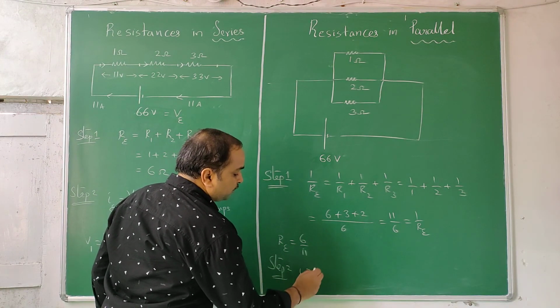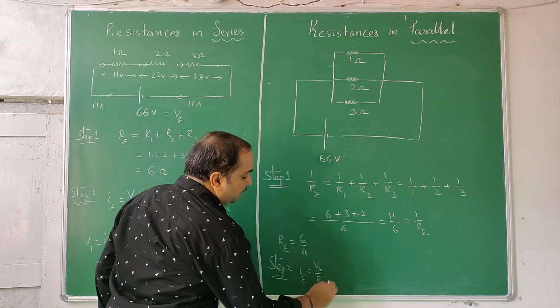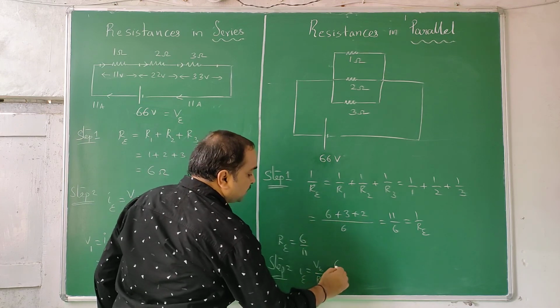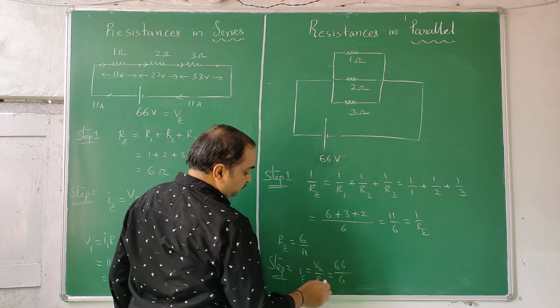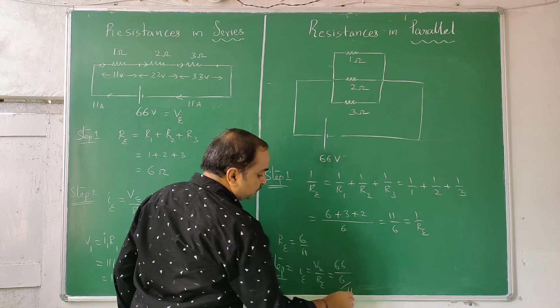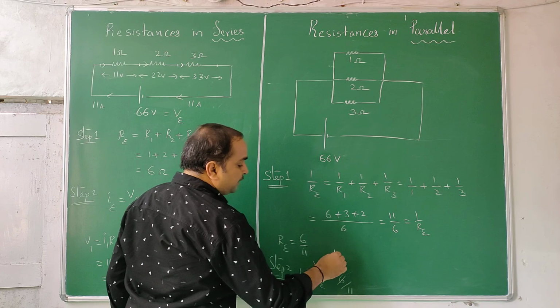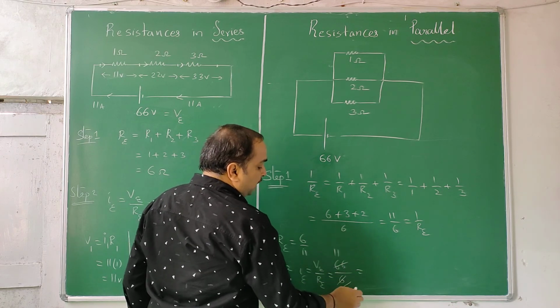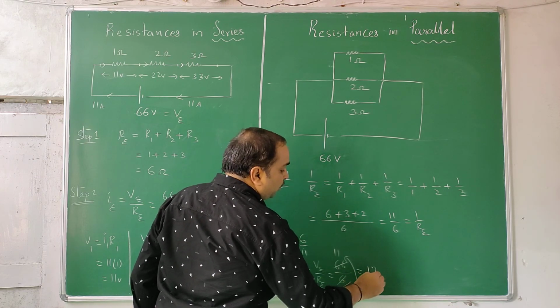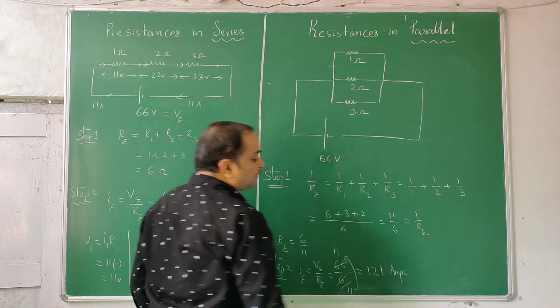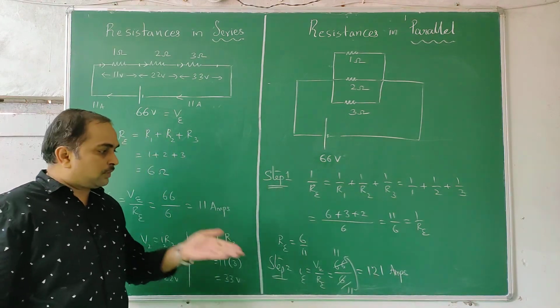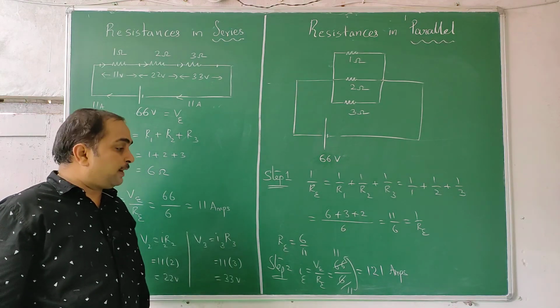I equivalent is V equivalent by R equivalent. What is V equivalent? 66 by 6 by 11. This 11 goes up. 6 ones are 6, 11s are... So it is 11 and 11 multiplied. 11 11s are 121 amps. Total current coming out to be 121 amps.